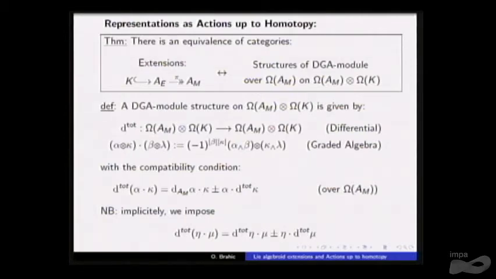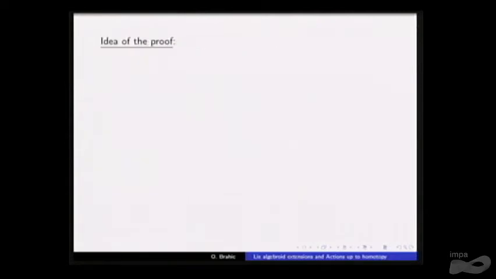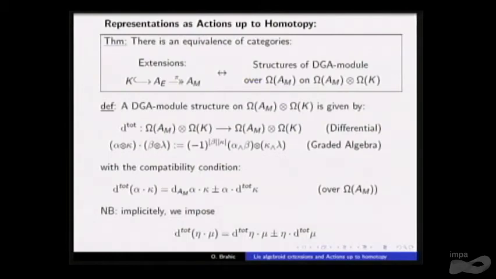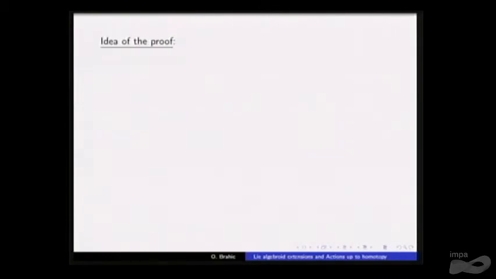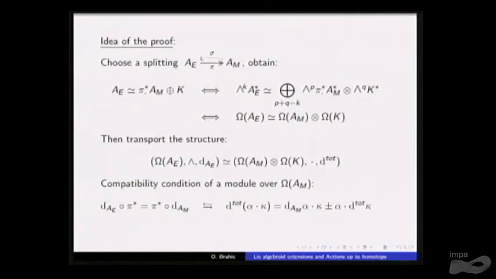So implicitly, in the end, let me explain. What's the idea of the proof? It's a very simple proof in the end. It's just that you choose a splitting. Once you have a splitting, you can split your total algebroid as a vertical part, which is the kernel, and a horizontal part. Then you look at forms.